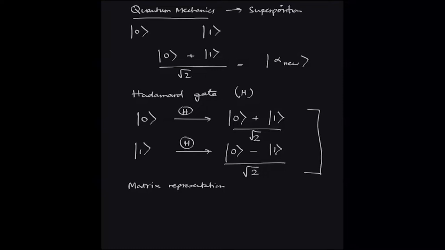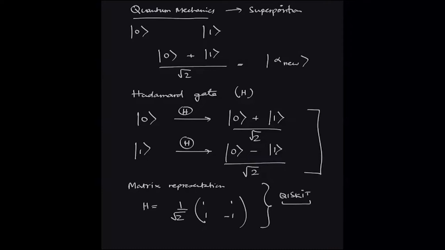So the matrix representation of Hadamard gate is given by this. Yeah, I think this is the matrix representation. As we can see, we can check that this is unitary. So when we go to writing programs in Qiskit, this is one of the first examples we'll do. We'll apply a Hadamard gate to some qubit, to some state, and see whether it really gives us this.